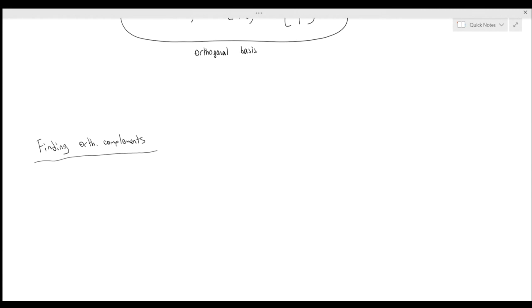Okay, so let's just consider an example. Let's say that we were to find the orthogonal complement to the span of, let's just use 2 vectors here. So let's say you wanted to find the orthogonal complement to the span of these 2 vectors.